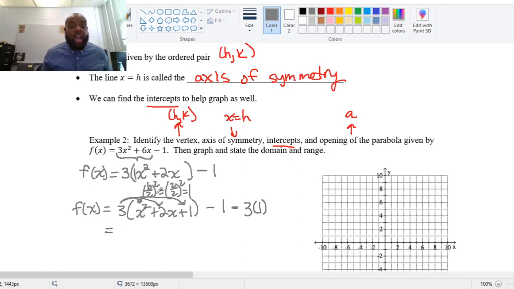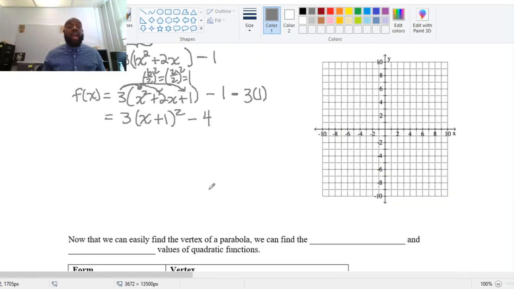All right, so I have this here. Now I can factor this into x plus 1 times x plus 1. So this becomes 3 times x plus 1 quantity squared. And we know that 3 times 1 is 3. So that's a minus 3. Minus 1 minus 3 is minus 4. All right, and so we have this.